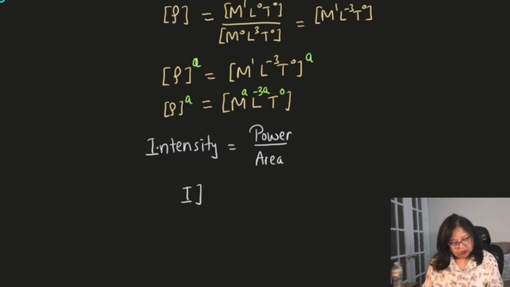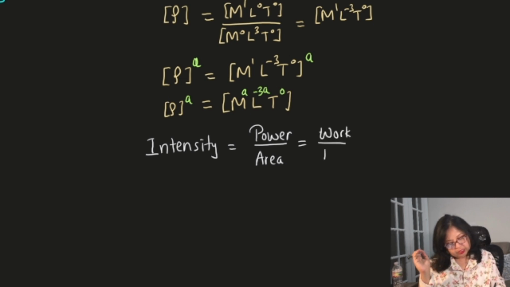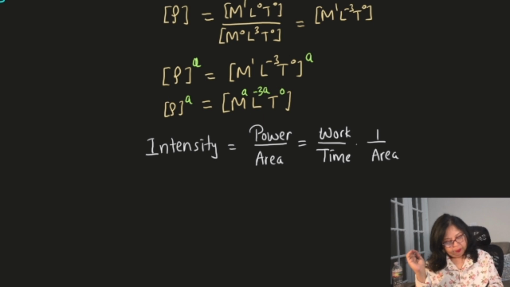So the dimensional formula for intensity is I. Or before I do that actually, let me do something else here. Power is work per unit time, times 1 over area. So the intensity's dimensional formula will be work's dimensional formula divided by time's dimensional formula multiplied by 1 over area's dimensional formula.